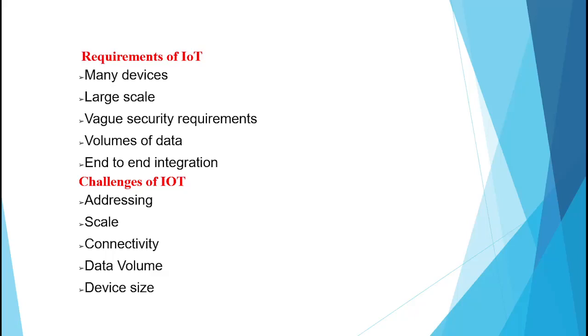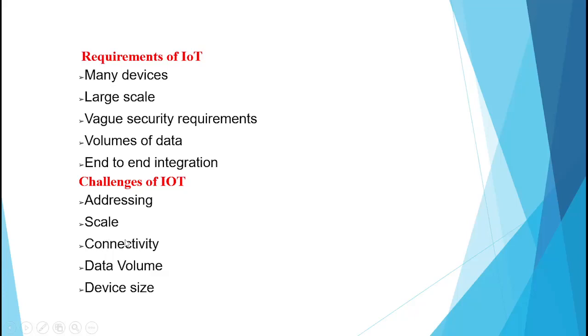Next, coming to the challenges of IoT, first thing is addressing. Addressing means when devices are communicating with each other, they have their own address. For one or 100 devices, it is easy to give addresses, but for large number of devices, it is not easy to give their own address. This addressing is difficult because each device must have a unique address.